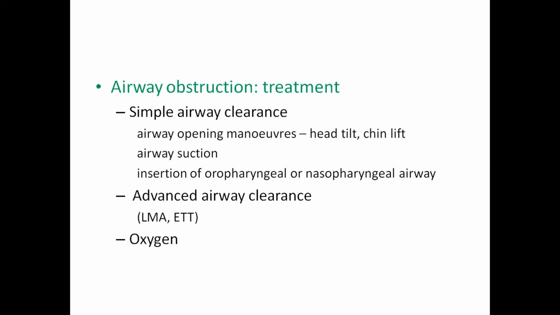You might consider airway suction, just with a suction catheter on the wall. And you may well need to consider insertion of either an oropharyngeal or nasopharyngeal airway. Again, we'll come back to that in another slide. If you're having to think about more advanced airway clearance, and I'm not going to go into detail with respect to these, but you're thinking about an LMA or an ET tube, then you need to find someone who has critical care skills, i.e. your on-call anaesthetist who can manage an airway for you. And the last part of airway obstruction is always thinking about oxygen and applying the appropriate oxygen, which may well be a 15-litre non-rebreathe mask in these circumstances.